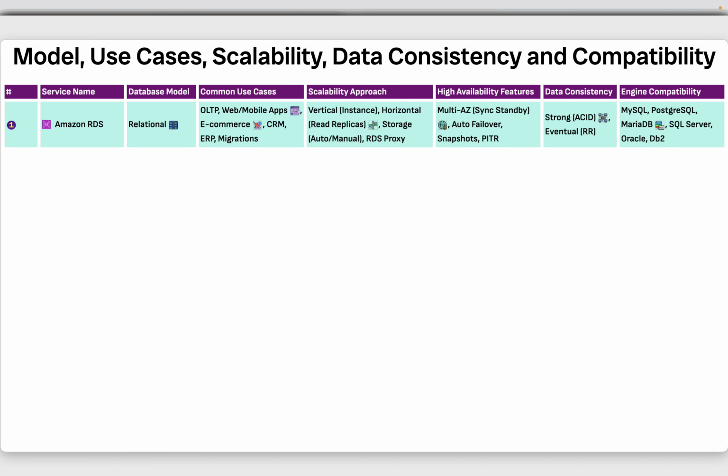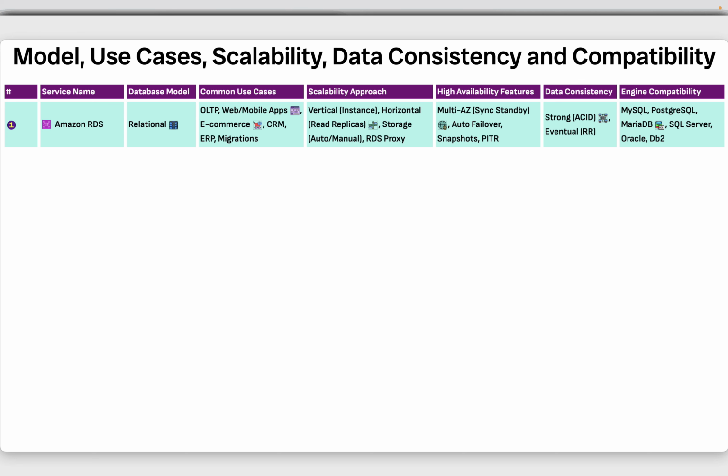The first database is Amazon RDS, Relational Database Service. Database model is relational. Common use cases are OLTP, online transaction processing, web and mobile apps, e-commerce, customer relationship management, ERP, enterprise resource planning, and migrations. Scalability approach is vertical, instance based, and horizontal, which is for read replicas. Storage is auto and manual, and there is an RDS Proxy feature.